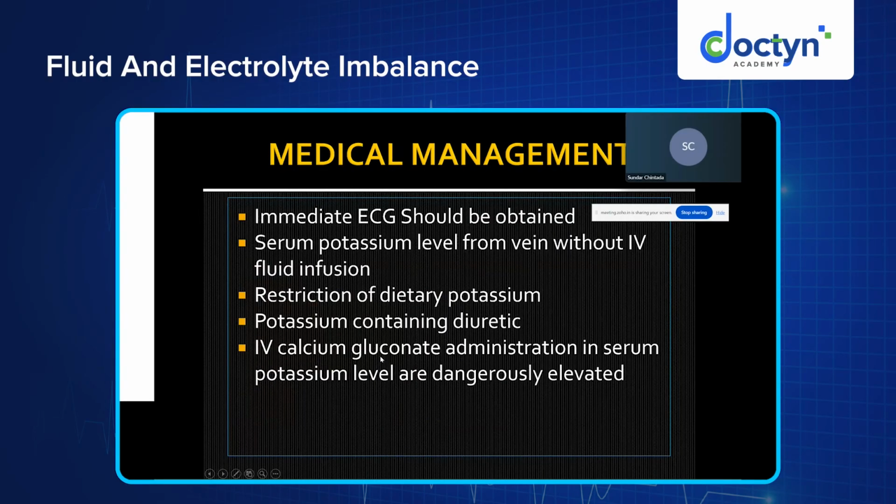Why? Hyperkalemia can lead to cardiac arrest and arrhythmia, and serum potassium levels from a vein without IV fluid infusion should be checked. Restriction of dietary potassium is advised. Potassium-wasting diuretics are advised, and IV calcium gluconate can be administered when serum potassium levels are dangerously elevated. Even an insulin and glucose mix, that is a GI drip, can be advised. Even nebulized bronchodilators like salbutamol can help in shifting the excess potassium. So these are the potassium management measures.